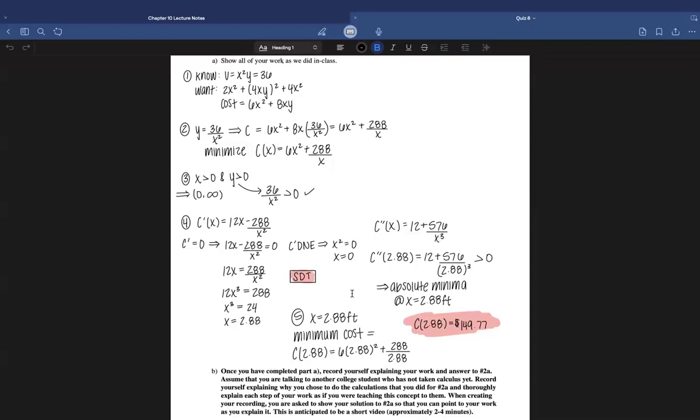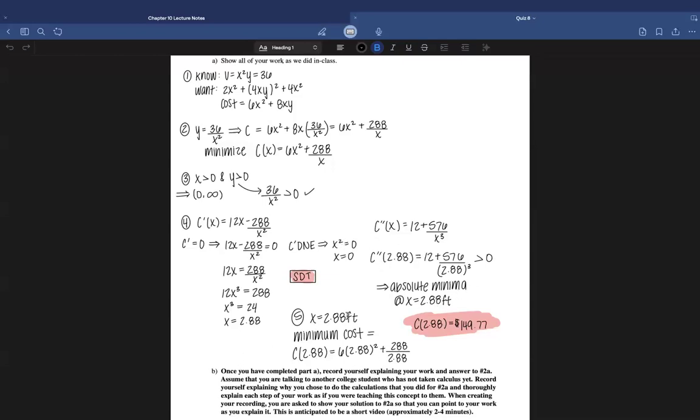And then we take 2.88, which we got in this critical value, plug it in, and see if it's greater than 0, and that will give us our absolute minimum. So it's 12 plus 576 over 2.88 to the third power, and that is greater than 0 because this ends up being positive. So our absolute minima is at x equals 2.88 feet.